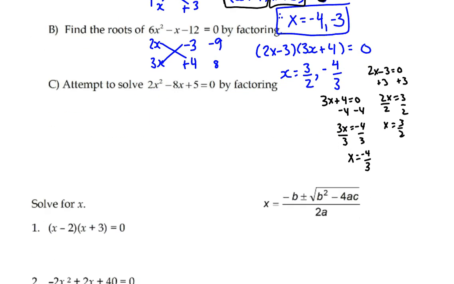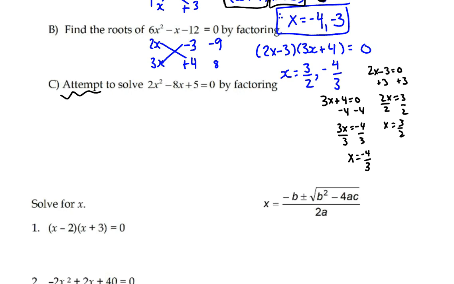Is this one factorable? Let's try. I kind of give it away. 2, 1, let's try. 5 and 1. Okay, 2 and 5. Can we make that add to 8? No. Try something else. Let's try switching the numbers to 1 and 5. 10 and 1. No. So, is it possible? No, not possible. So, in this type of problem, we have two options.